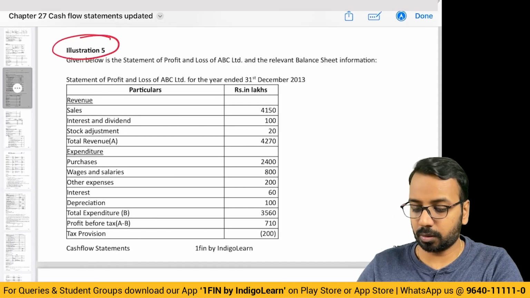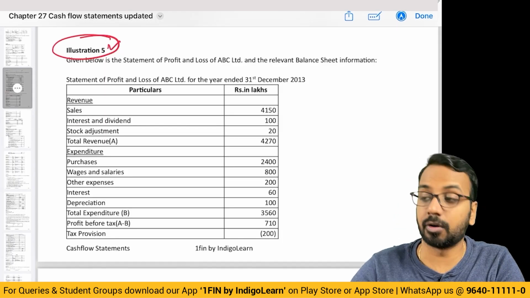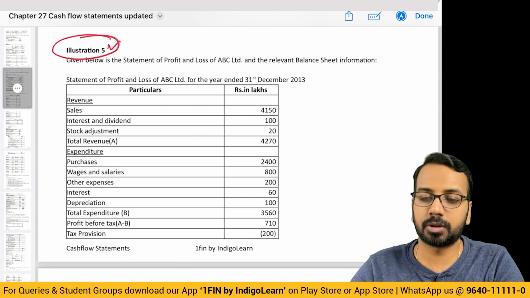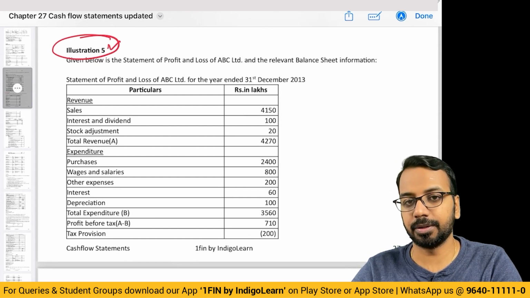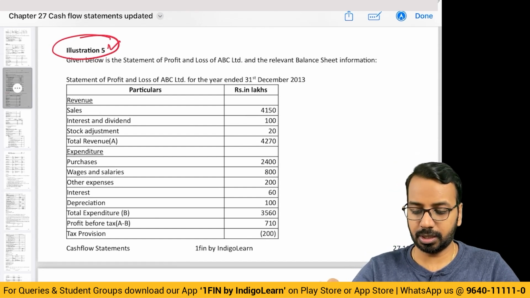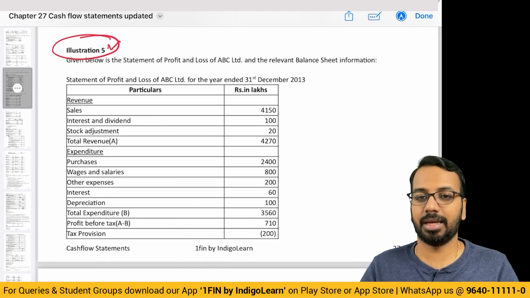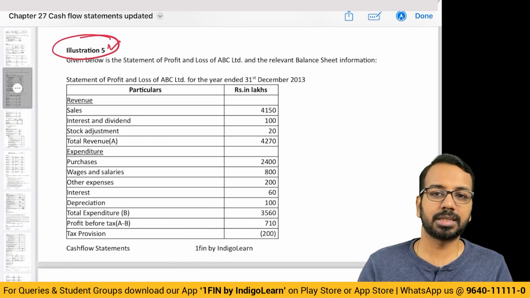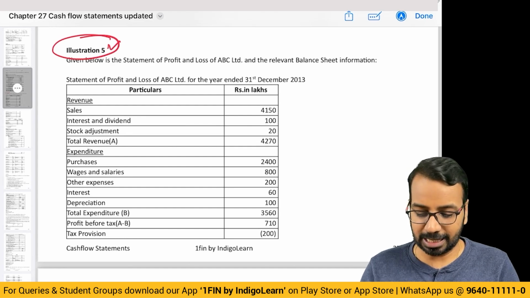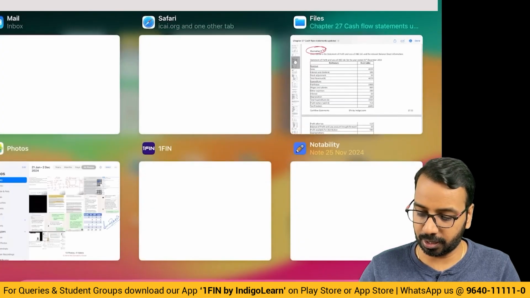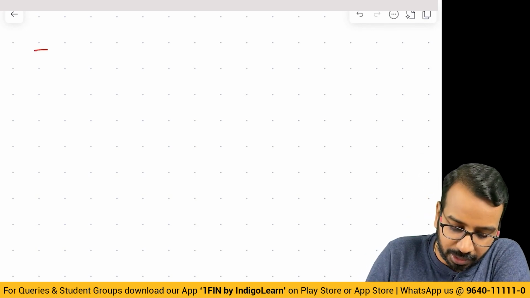So we'll take up this question, illustration number 5 of our notes, where we'll do it in both the direct method and indirect method. Before I take this illustration, I'll tell you 3 types of questions which are generally tested in the examination. If you're comfortable with these categories of questions, the cash flow statement should not be a challenge. So the direct method is one specific category.